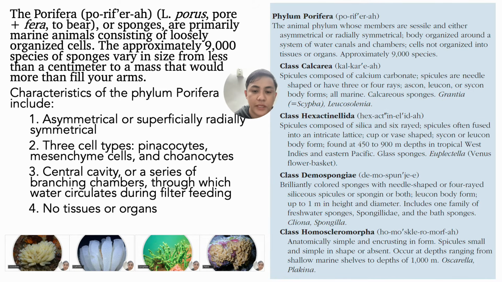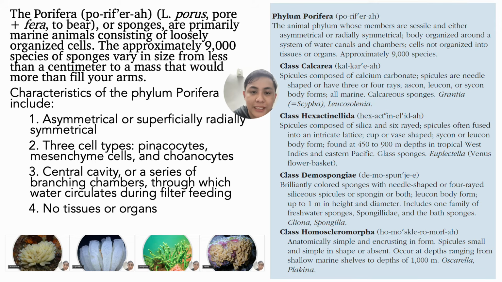The phylum Porifera includes the class Calcarea, wherein these animals have spicules composed of calcium carbonate. The spicules are needle-shaped or have 3 or 4 rays. They have ascon, sycon, or leucon body forms. They are all marine. Examples are your calcareous sponges. Species examples are Grantia and Leucosolenia, which will be shown later.